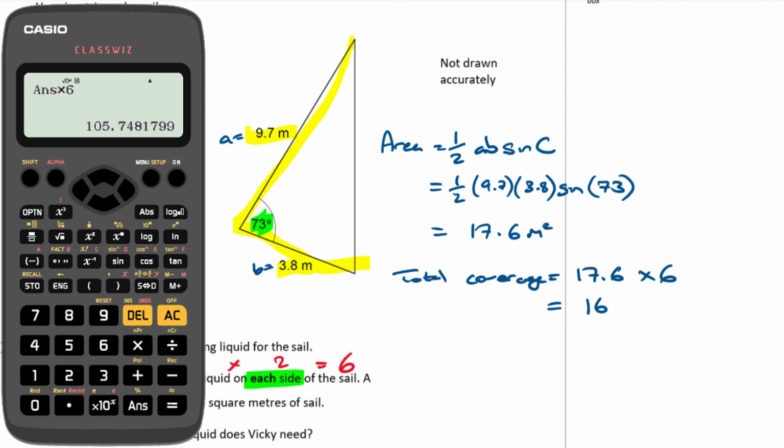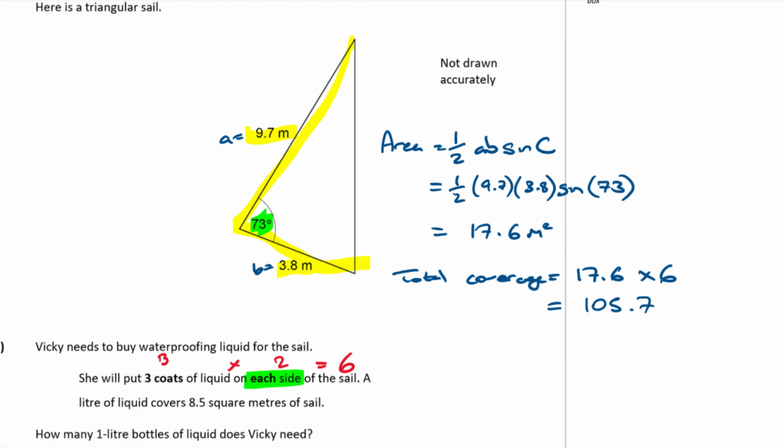Sorry, misreading it. It's 105.7. Now again, I'm going to leave that full display because we haven't quite finished yet. So that's the total coverage. Now, a litre of liquid covers 8.5 square meters.